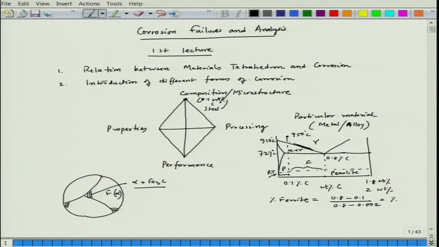Now, that time you can have some spacing between these two cementite lamellae. So, let us say this is cementite lamellae, this is cementite and this is ferrite.